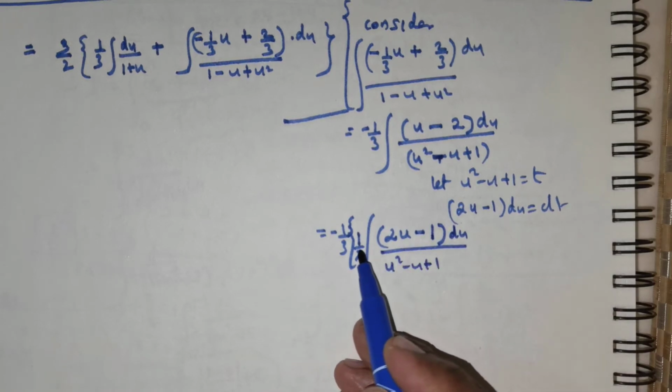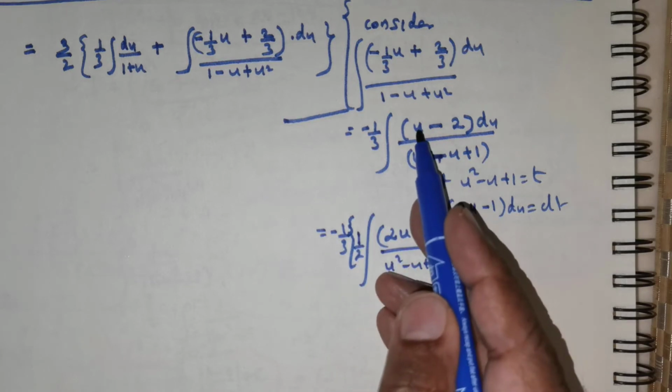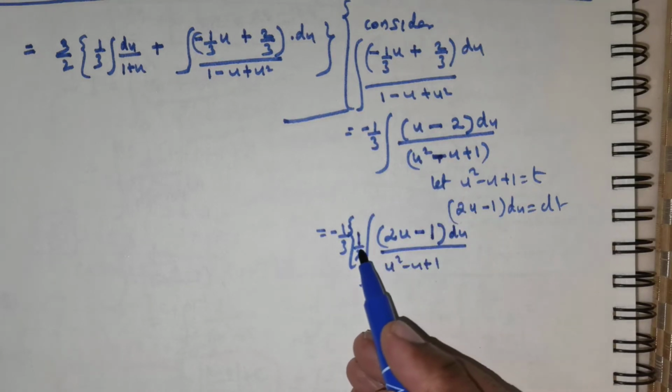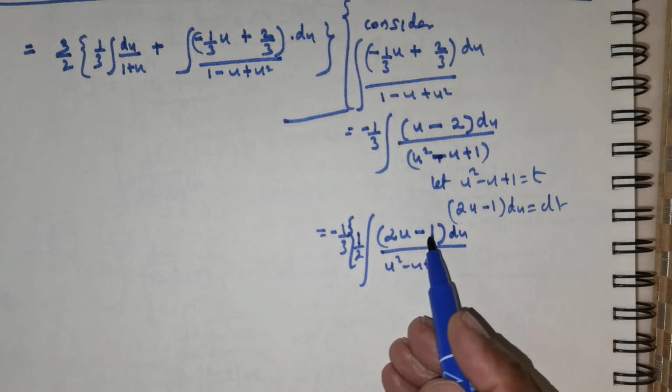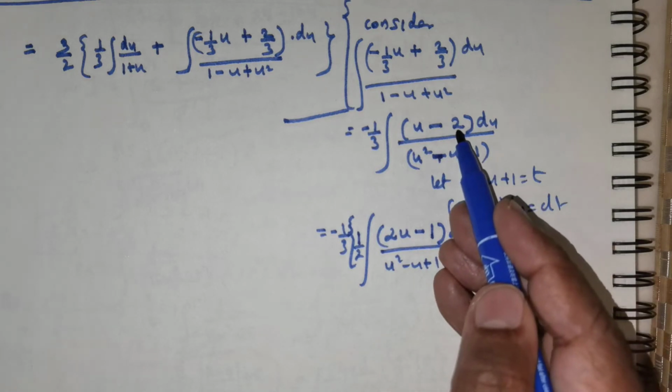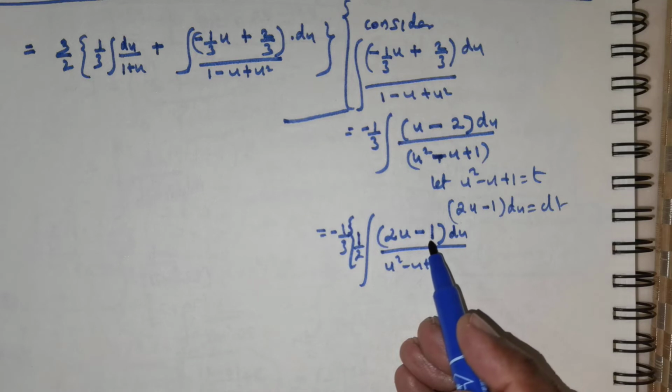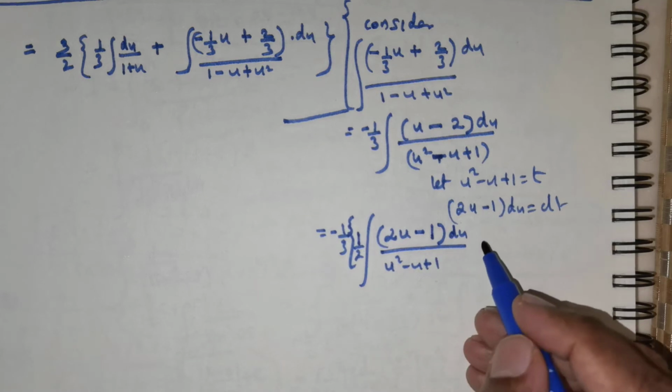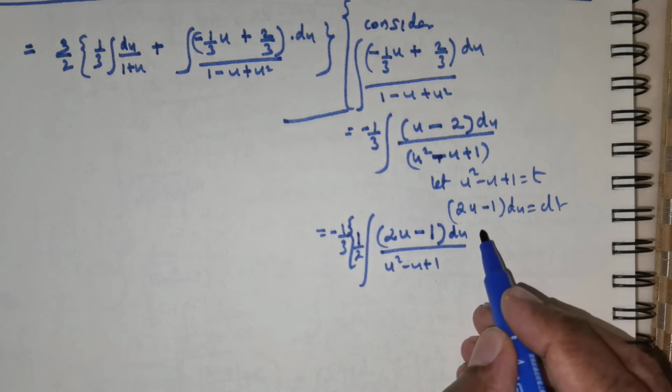Now please observe here, 1 over 2 times 2u, this is fine, we have got the first term. 1 over 2 times negative 1 would give me negative 1 over 2. So I'm not getting a negative 2 there, but only negative 1 over 2. To compensate for that, I need to have a negative 2.